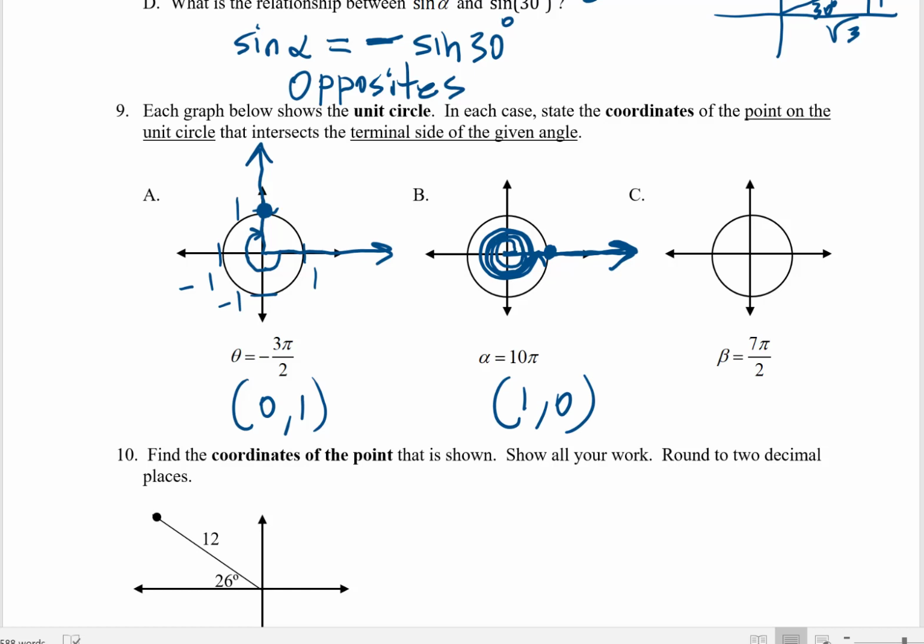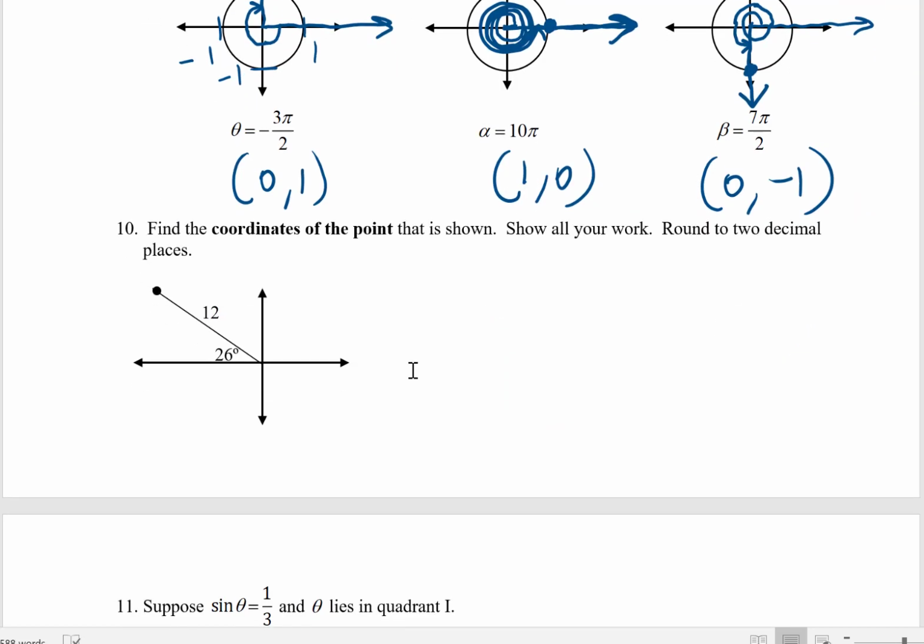And then the last example, again starting here, 7/2 is 3½ as a mixed number, so I need to go 3½ pi in a counterclockwise direction. Well, one rotation takes me to 2 pi. Here would be 2½, and then 3, and then 3½ would take me to right here. Here's the terminal side. Here's the point we're looking for. That is the point 0, -1.